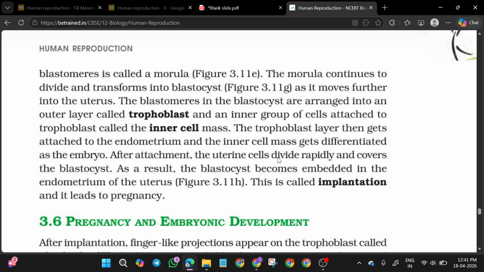After attachment, the uterine cells divide rapidly and cover the blastocyst. நான் diagram ல காட்டுறேன், then you can understand. As a result, the blastocyst becomes embedded in the endometrium of the uterus. This is called implantation and it leads to pregnancy. This point is very important.